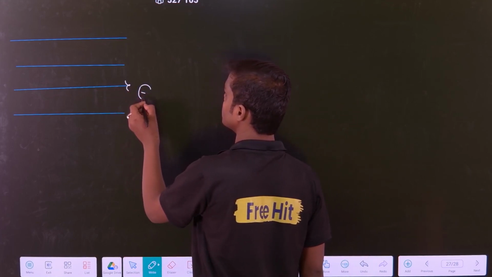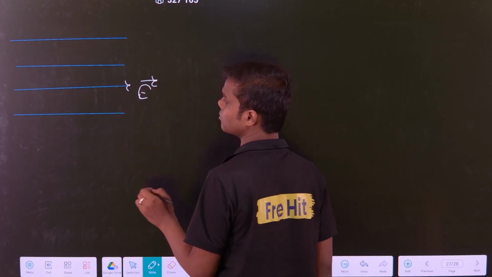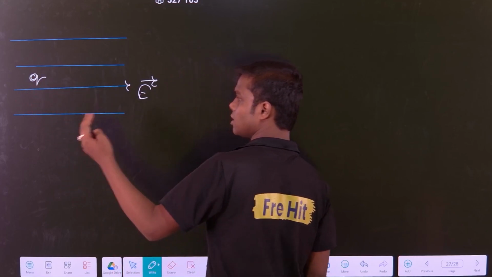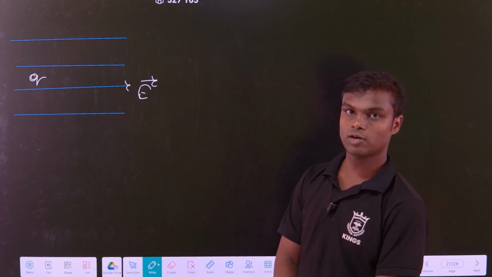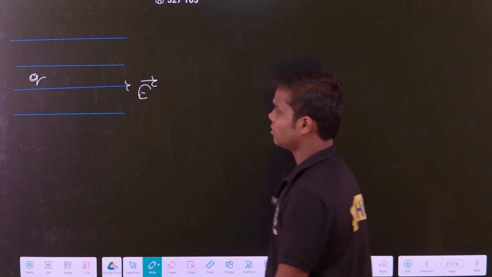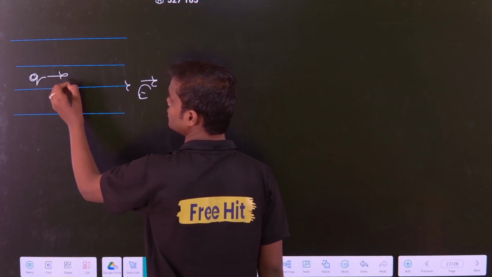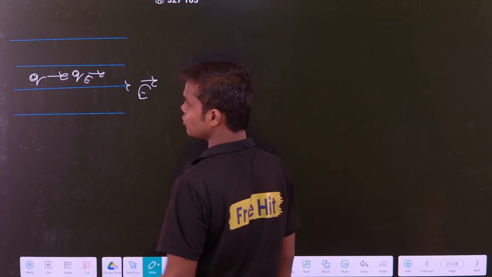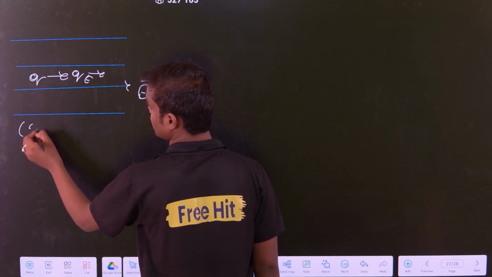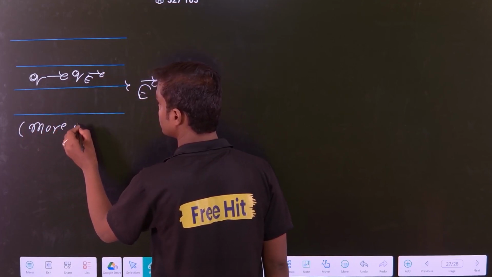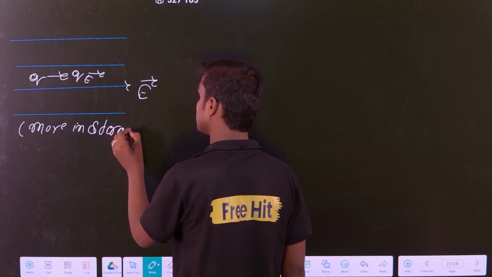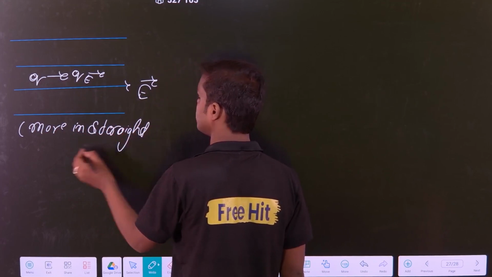E is there. Now if I ask you, suppose I have a charged particle Q, then in which direction will it move and what will be the path? Because the force QE will act in this direction, correct or not? So it will move in a straight line. The path will be a straight line.